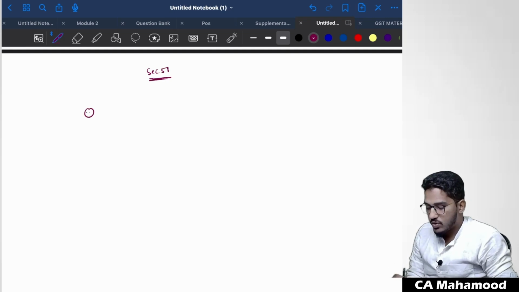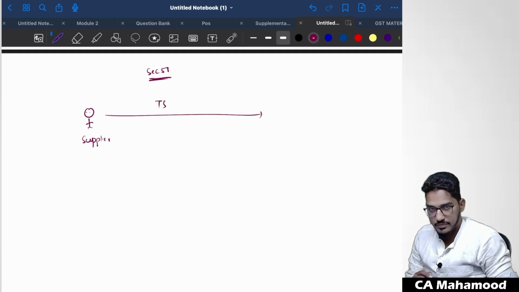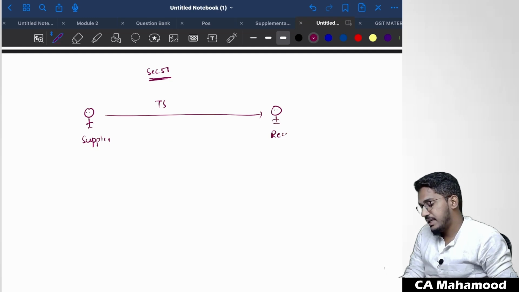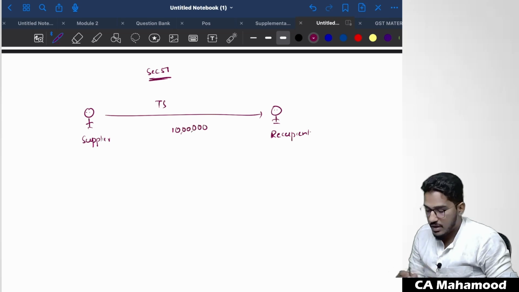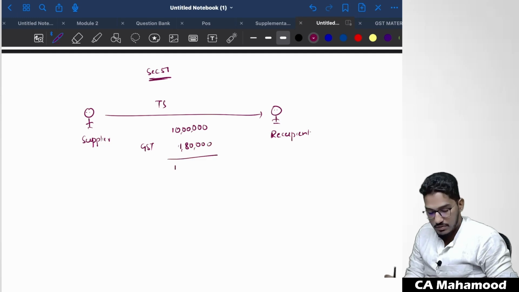So under TDS, what will happen is, there is a supplier. He has made some taxable supply to the recipient. Take for example, he made 10 lakhs worth of supply. On this, GST is 18%. So 1,80,000 is the GST. Total amount which has to be paid by the recipient is 11,80,000.